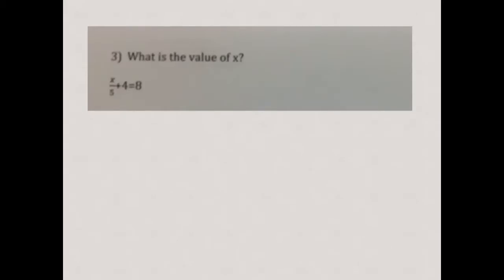Okay, class. Problem number 3, very quickly. Where do we start? We start on the left side of the equal sign, and we want to get rid of anything that does not have a variable. So we have plus 4, so we want to subtract 4 from both sides. When I say both sides, I mean both sides of the equal sign.